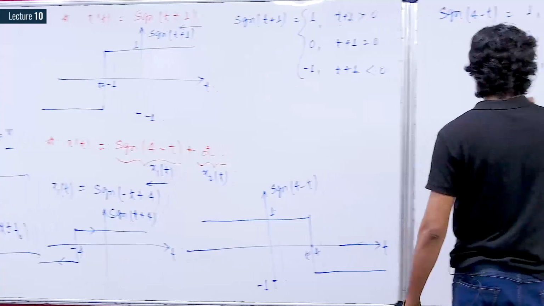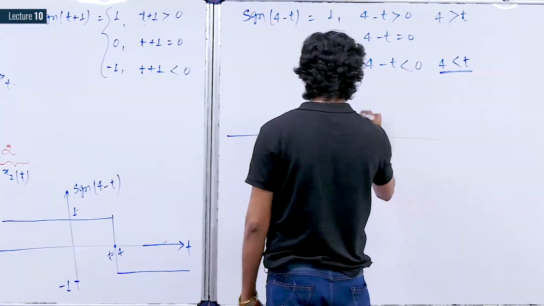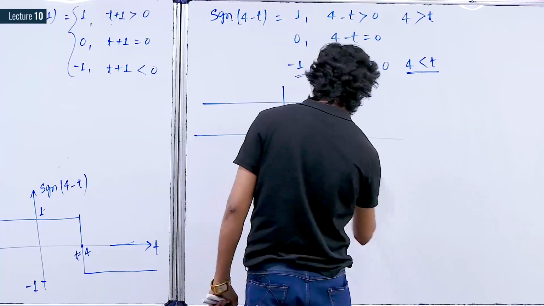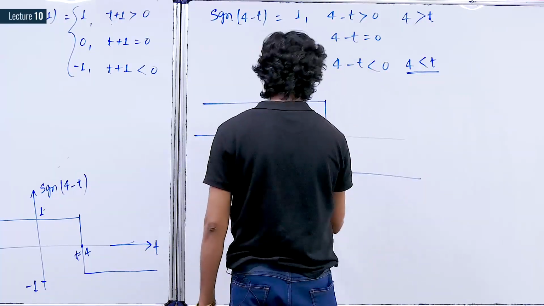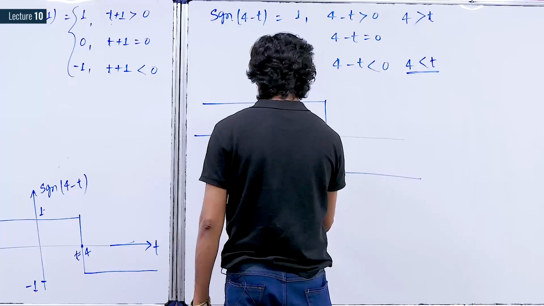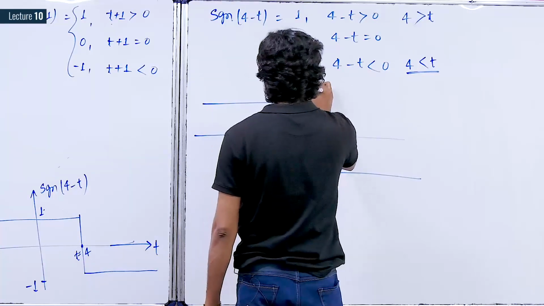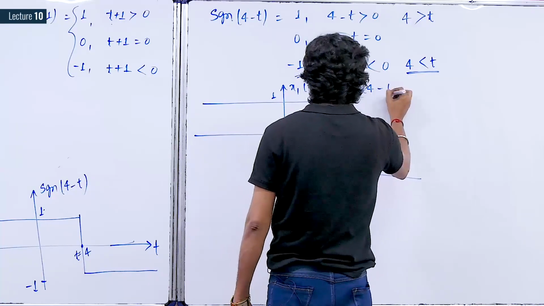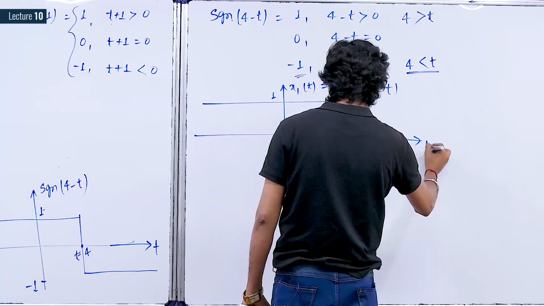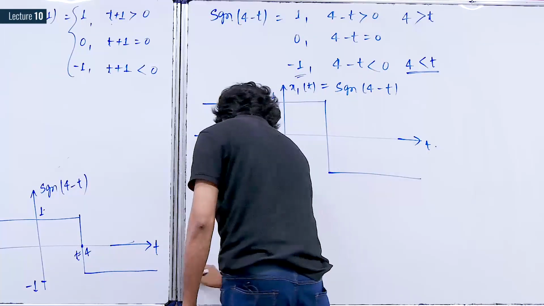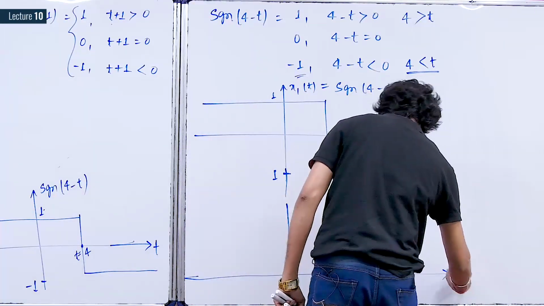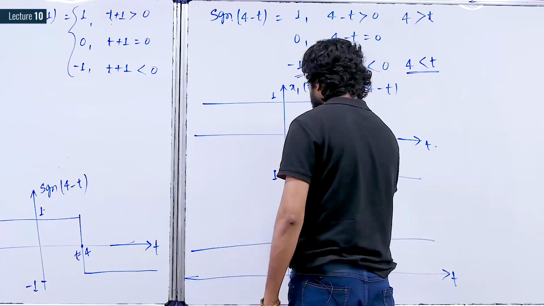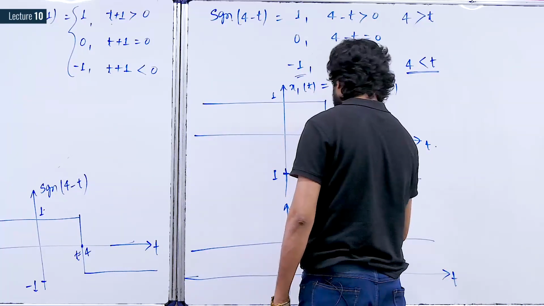Now we have seen that signal x1 of t has a discontinuity at t equals 4 and has values plus and minus 1. These values are for signal x1 of t, defined as signum of 4 minus t. Now if you have to add a constant, say constant 2, it can be represented like this. It is signal x2 of t, that is nothing but a constant.